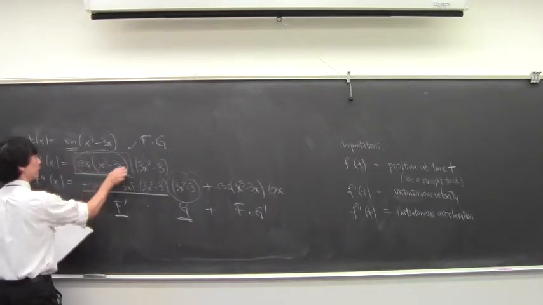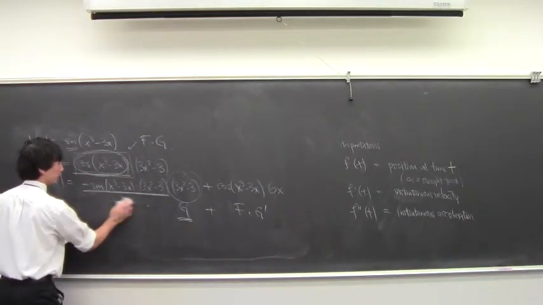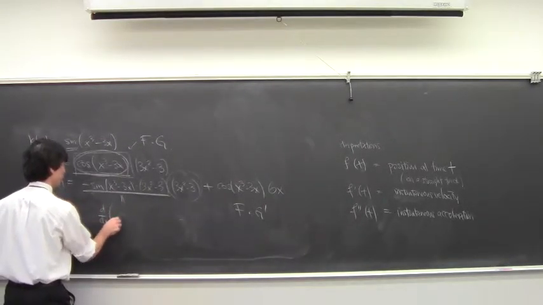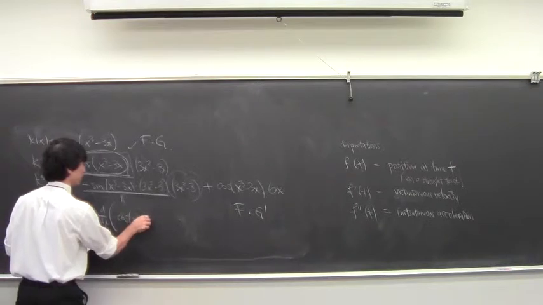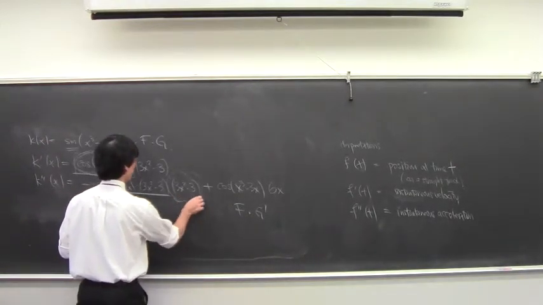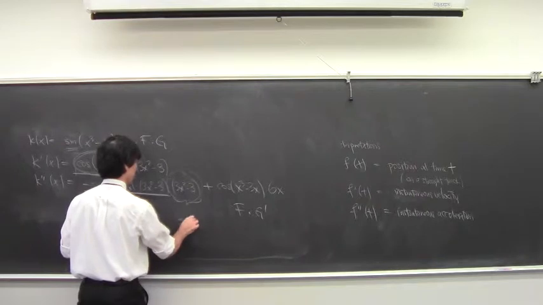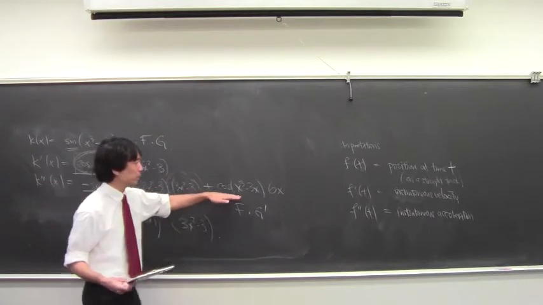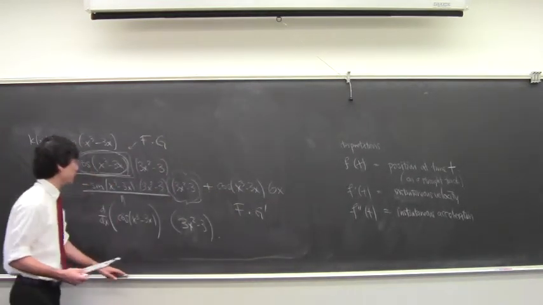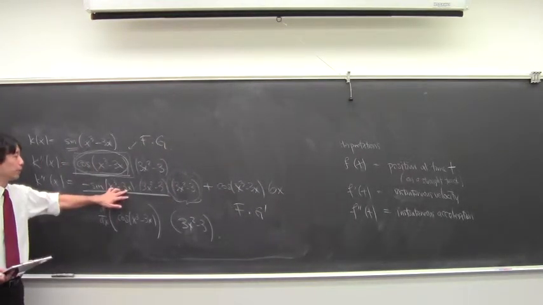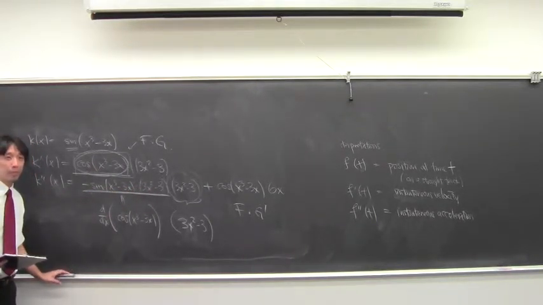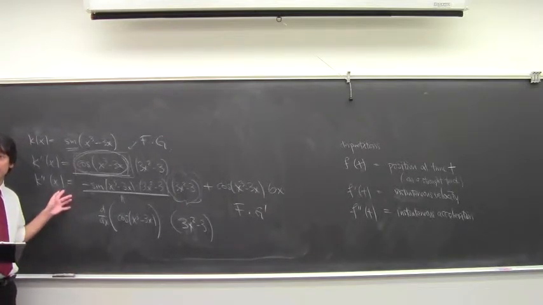So when you differentiate this thing here, this part here is the derivative of cosine of x cubed minus 3x, and then this thing here is just 3x squared minus 3. So the derivative of the first guy times the second guy plus the first guy times the derivative of the second guy. Because you use the chain rule, you need to multiply by the derivative of the inside guy. Any questions?